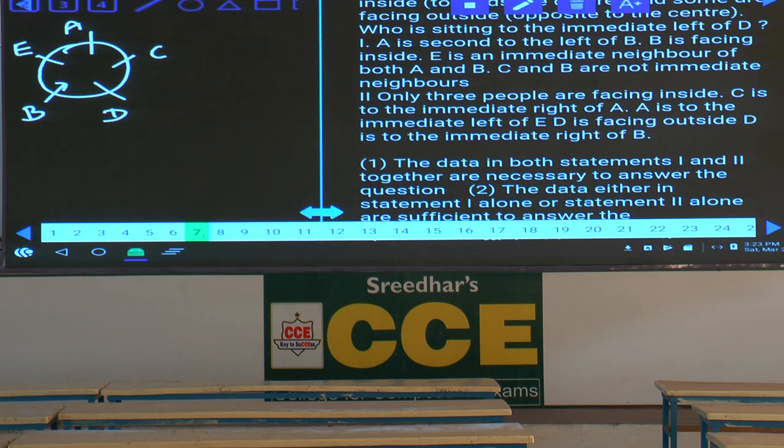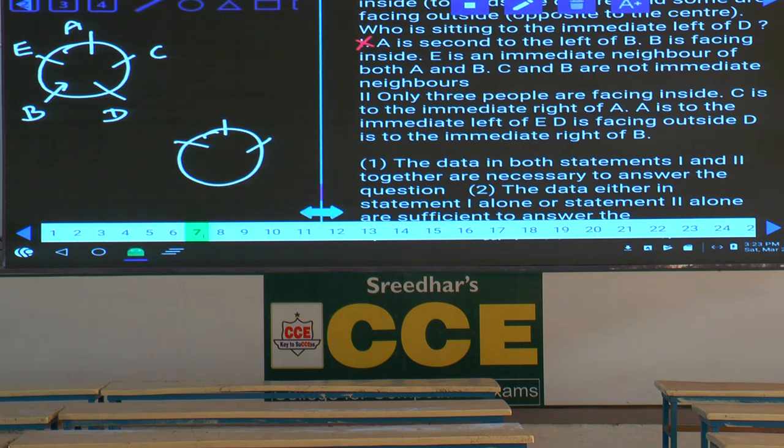Now the direction of D is not known. If D is facing the center, B is the answer. Or if D is facing away from the center, C is the answer. And the answer could be either B or C. Hence, condition 1 alone is not sufficient because you are getting 2 different possibilities.